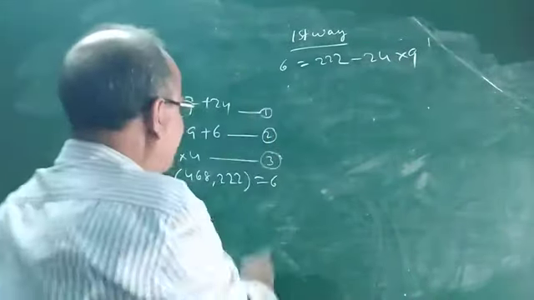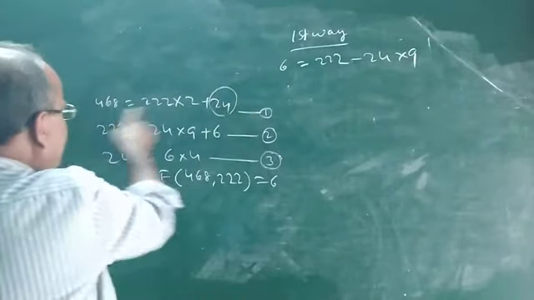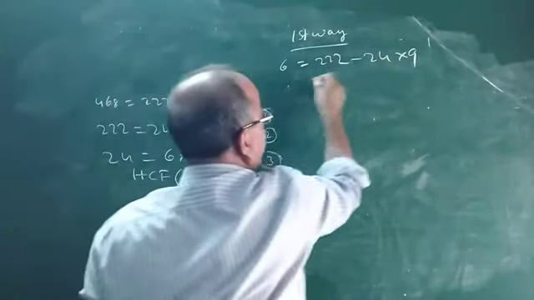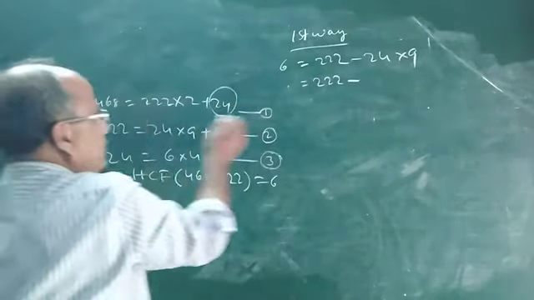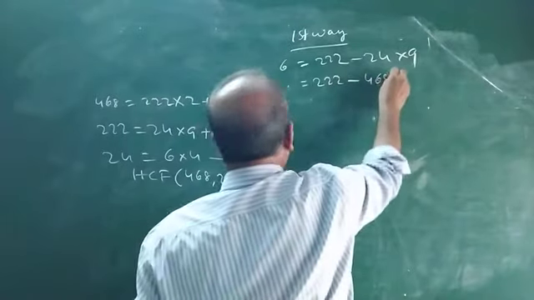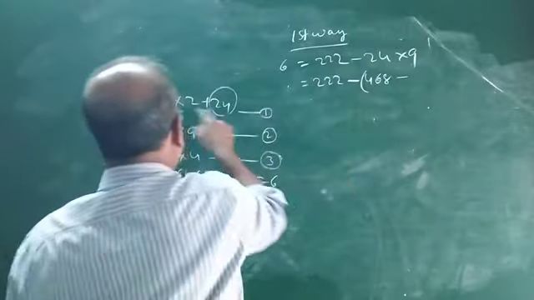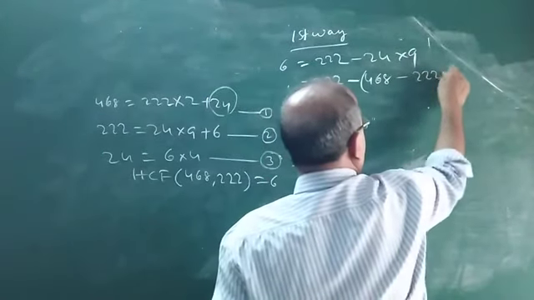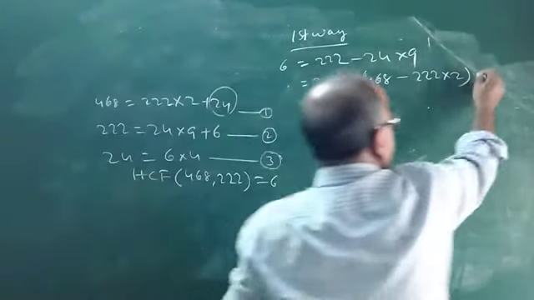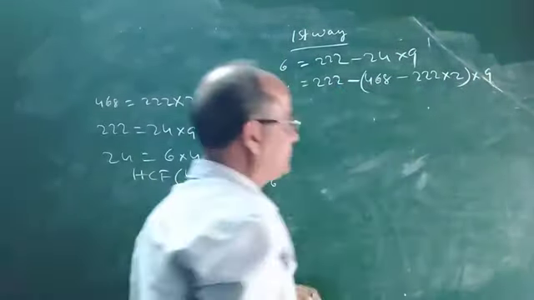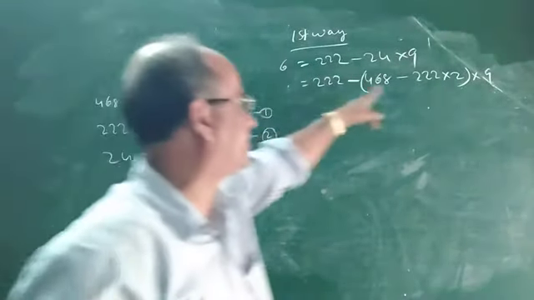Now what is the value of 24? Eliminate 24 from equation 1 and substitute here. So what you will get: 222 minus 24 into 9 will be equal to 222 minus, in bracket, 468 minus 222 into 2, into 9. This is the value of 24 into 9. That means eliminate 24 from equation 1 and substitute here.